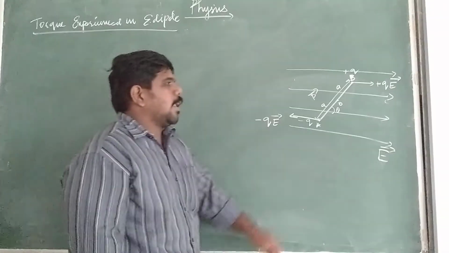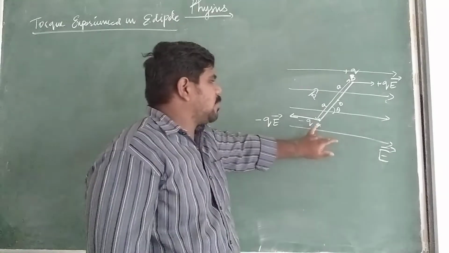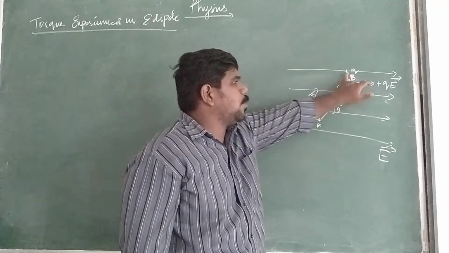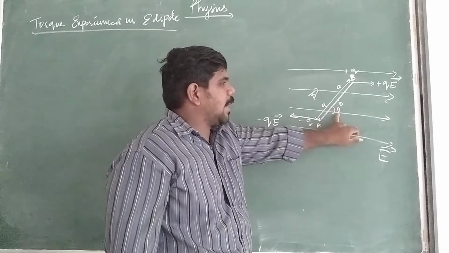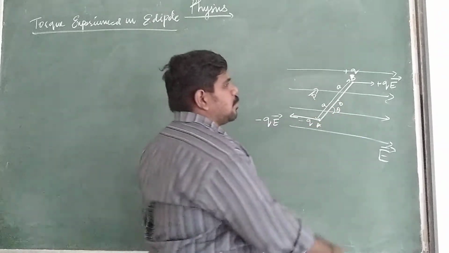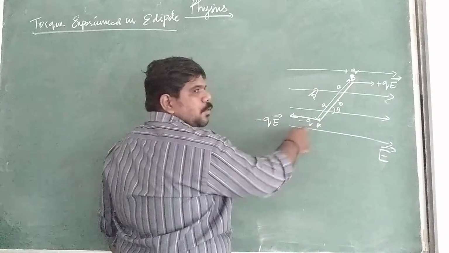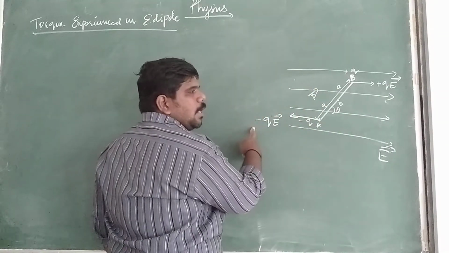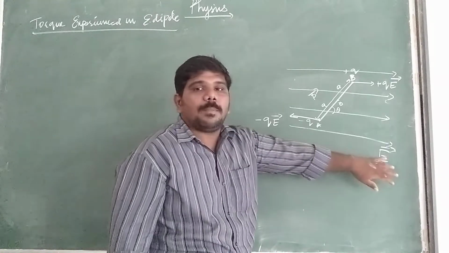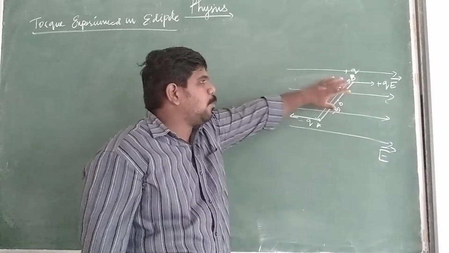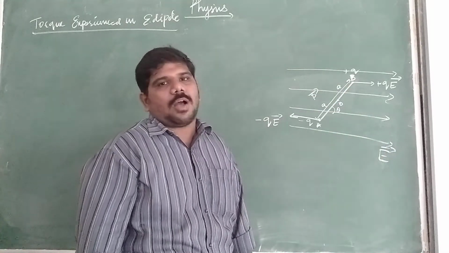So what's the point here? Consider an electric dipole having charges minus Q and plus Q separated by distance 2a, having a dipole moment P, placed at an angle theta. The charge plus Q experiences the force plus Q E vector. The charge minus Q experiences the force minus Q E vector. So the total force will be 0 since the electric field is uniform. So the dipole has a couple of forces acting at a common point, so they experience the torque.